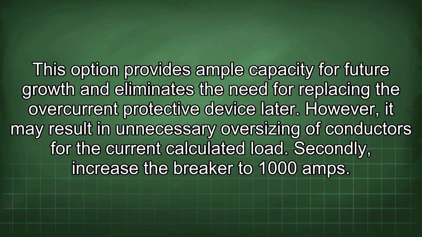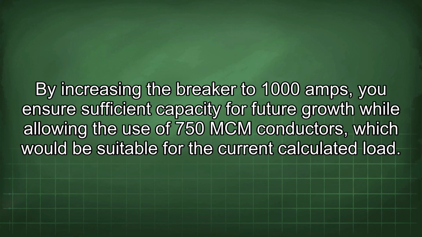Secondly, increase the breaker to 1000 amps. By increasing the breaker to 1000 amps, you ensure sufficient capacity for future growth while allowing the use of 750 mcm conductors, which would be suitable for the current calculated load.